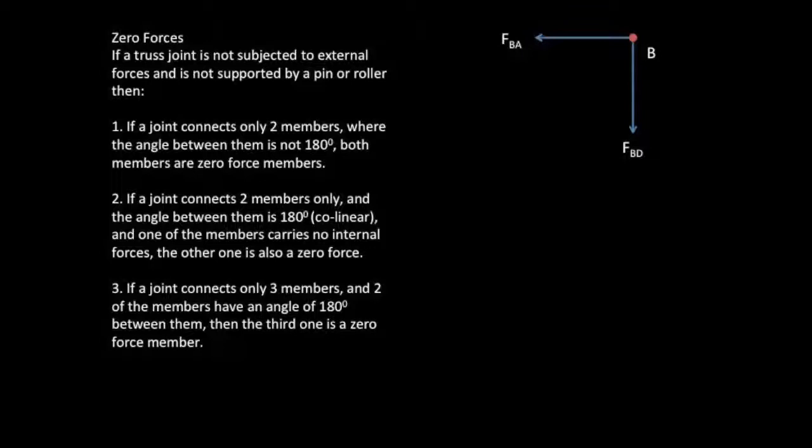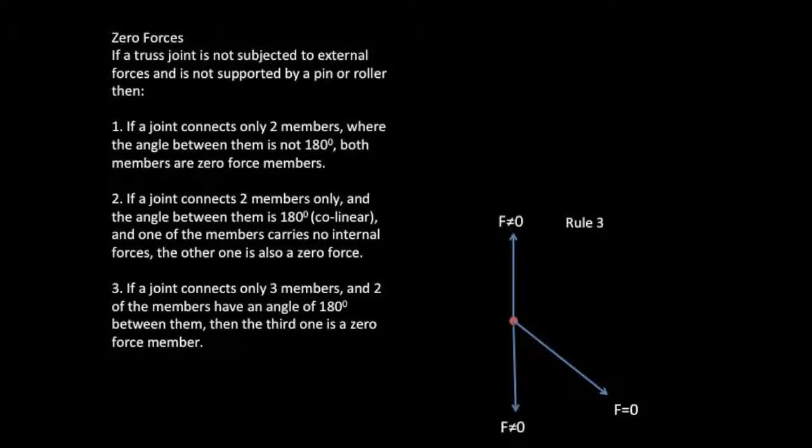So which rule applied to this problem? Well, take a look at Rule 1. We have a joint that connects two members where the angle between them is different than 180 degrees, thus making both members zero force members. And here is a representation of Rule 3 because it is kind of tough to picture. You are now ready to use the method of joints on trusses like this one.